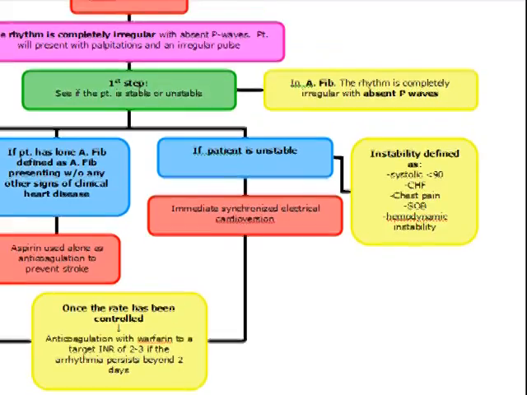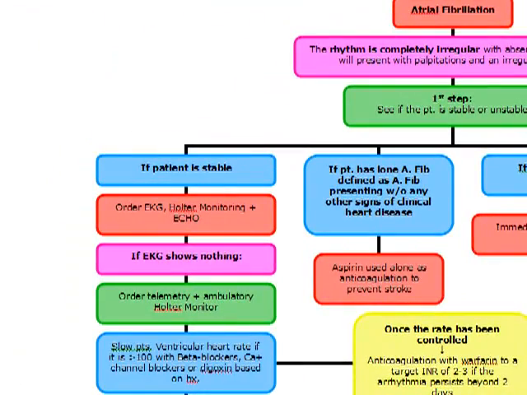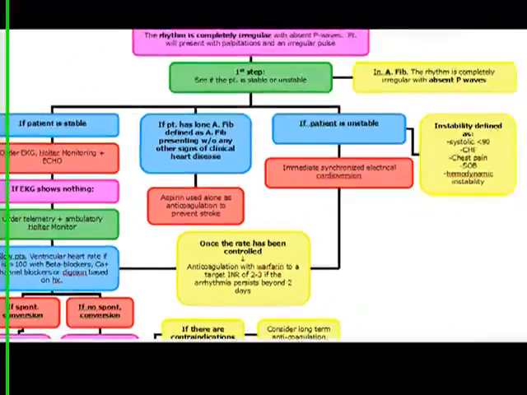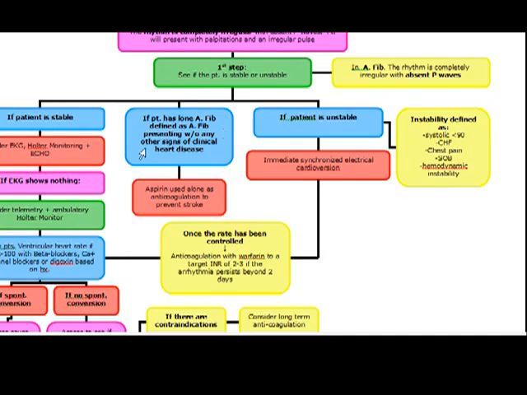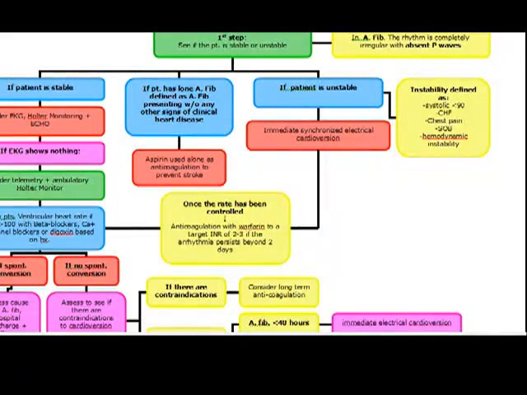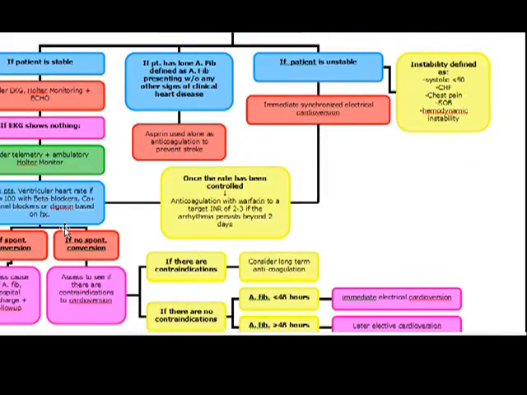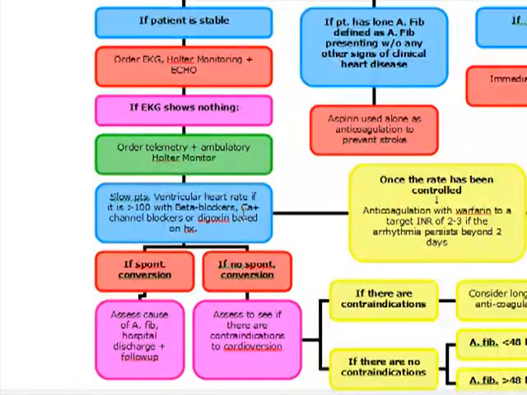So basically, remember, in AFib, the first thing we want to do is see if the patient's stable or unstable. If they're stable, we're doing EKG, Holter, and echo. If the EKG shows nothing, we're going to order telemetry and an ambulatory Holter monitor. And we want to look at their heart rate. If it's over 100, we have to rate control them with meds. And it's going to depend on the history. If they're an asthmatic, obviously we can't use beta blockers. And basically, if there is spontaneous conversion, we're going to assess the cause of the AFib, discharge and follow up.